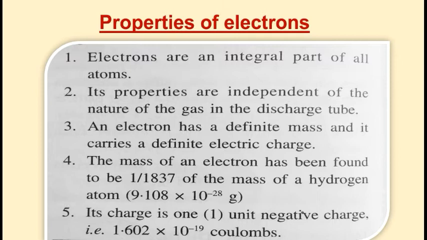Second, its properties are independent of the nature of the gas in the discharge tube. Okay. The property of electrons does not depend on the nature of the gas taken. We can take either hydrogen gas or mercury gas, whatever it may be. It has a definite mass and it carries a definite electric charge. Electron has a definite mass and it also has a definite electric charge. That's why, since it has negative charge, it got deflected to the positive electrode.